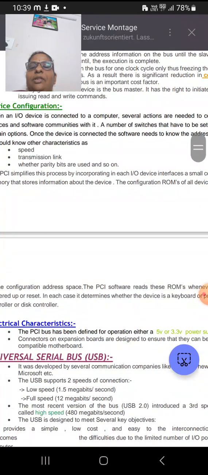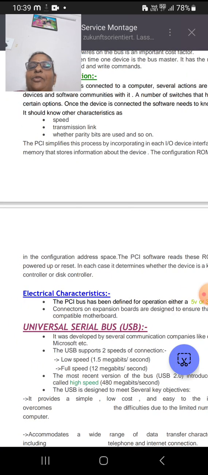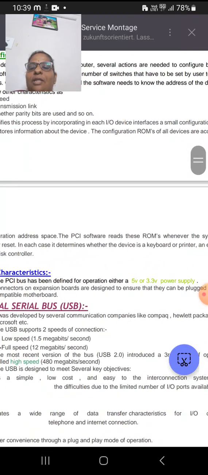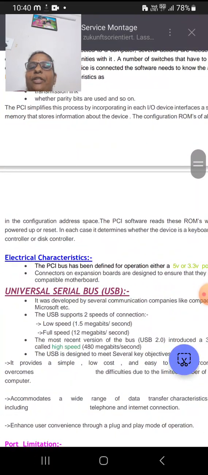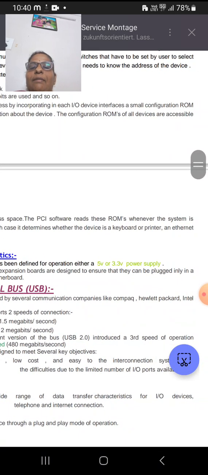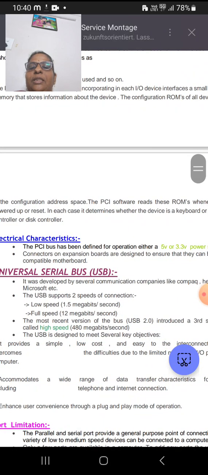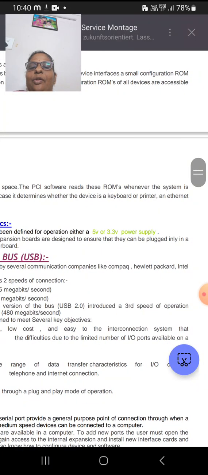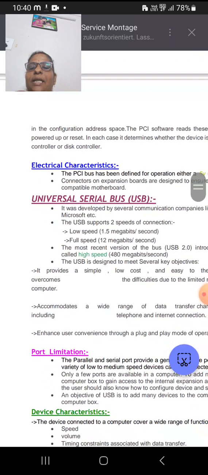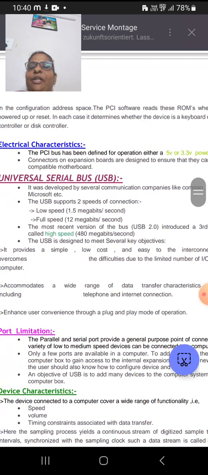PCI is designed so that input-output devices incorporate a small configuration ROM memory to store information about the device. The configuration ROMs of all devices are accessible in the configuration address space. The PCI software reads these ROMs when the system is powered up or reset. In this way, it determines whether the device is a keyboard, a printer, an Ethernet controller, or a disk controller. Next, the electrical characteristics: PCI devices use either 3 volt or 5 volt power supplies.